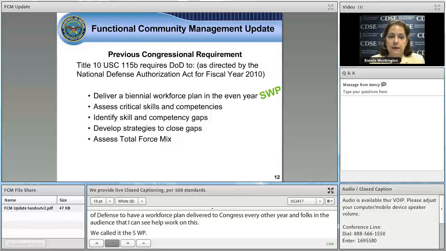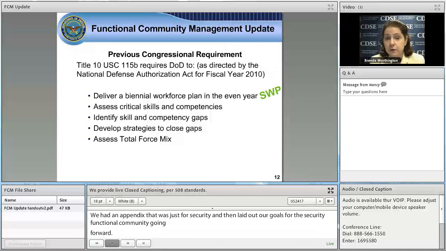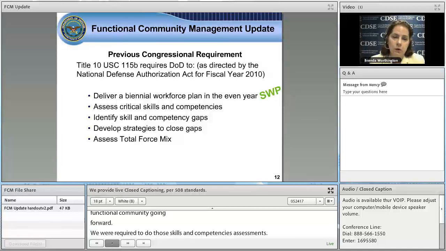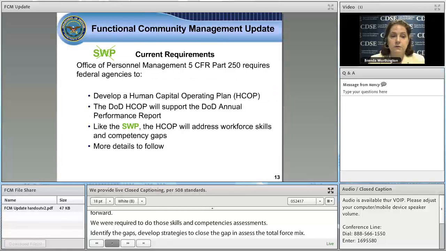We were required through the National Defense Authorization Act to do those skills and competencies assessment, therefore the competency assessment that I mentioned, identify those gaps, develop strategies to close the gaps, and then assess the total force mix, so military, civilian, and contractor. So that requirement, that particular portion of the NDAA no longer applies. And what we're headed to now, as I mentioned, is really new information.